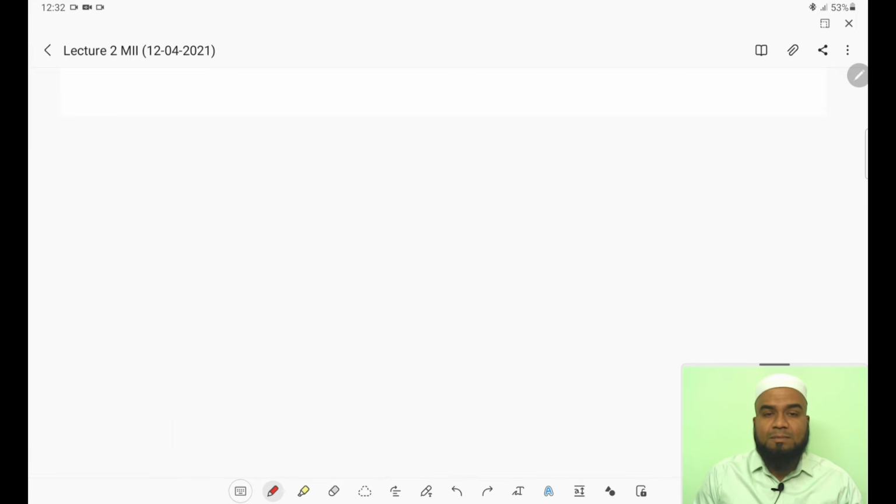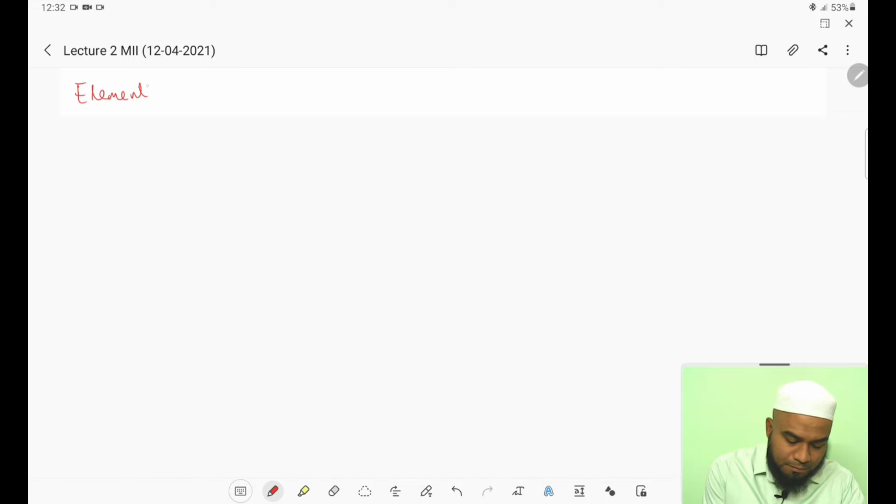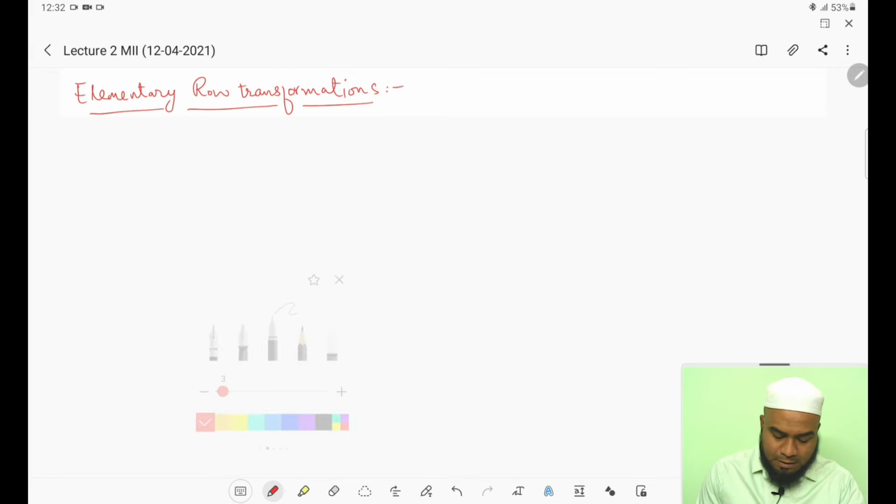So first we'll discuss what is the meaning of minor of an element or minor of a matrix, right? Before that a small topic is there called elementary row transformation, that we'll discuss. Then we'll go for minor. So now we are going to see elementary row transformations, right?